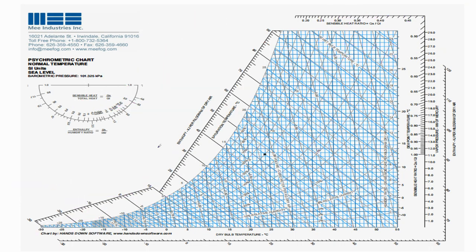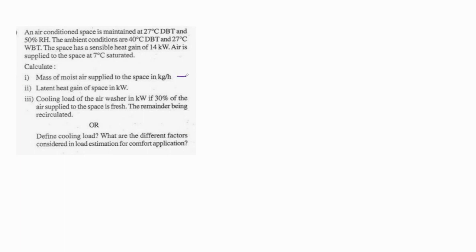Okay, so what is mass of moist air? कैसे हम निकालेंगे? ये हो जाएगा ma मल्टीप्लाइड बाय 1 प्लस W. ठीक है, W एट A. लेटेंट हीट गेन कैसे निकालेंगे? ये हो जाएगा ma H2 माइनस Ha. ठीक है, और कूलिंग लोड कैसे निकालेंगे? ये हो जाएगा ma H3 minus H4.